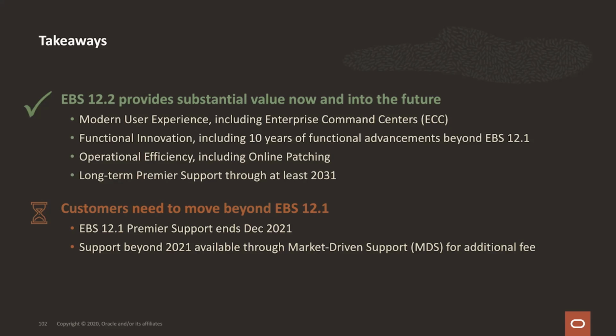If you are on 12.1, you need to make a plan. Premier support does end at the end of 2021. We have an ability to do a couple of years of market-driven support at some additional cost while you either move to SaaS or move to the 12.2 of EBS release. But I would encourage you, if you're on 12.1, to get in motion in whatever the right direction is for your organization.